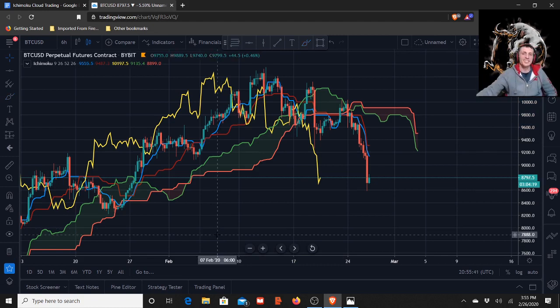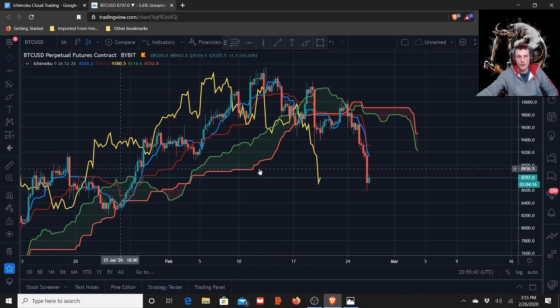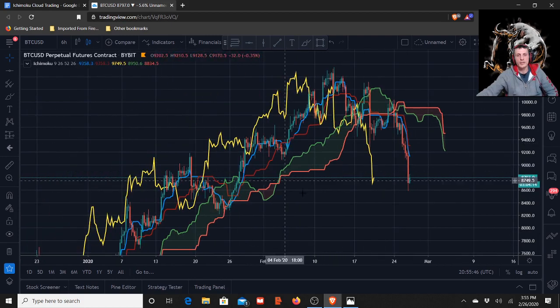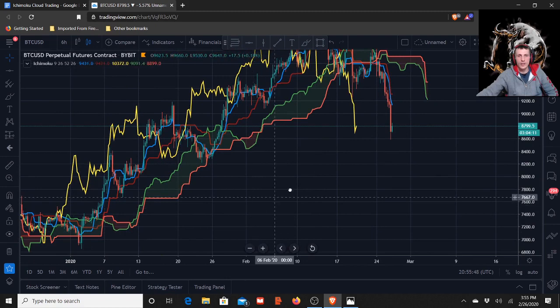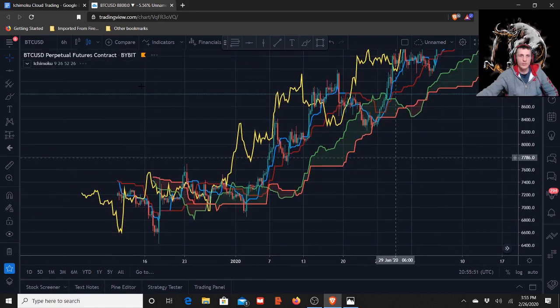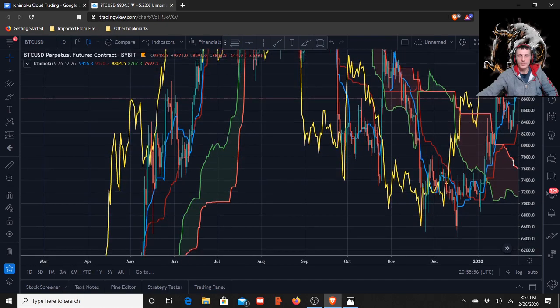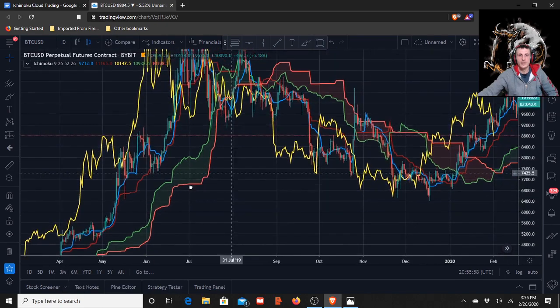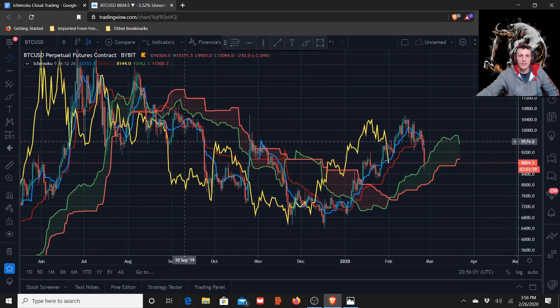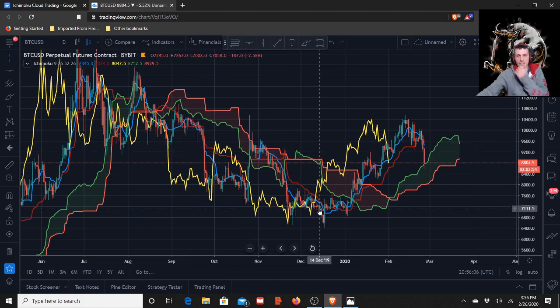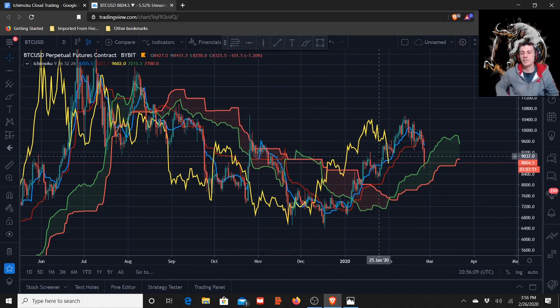The longer the price stays above the cloud, the stronger the trend will be. Vice versa, the longer the price is below the cloud, the stronger the trend is. So we were below the cloud here, and we had a pretty nice strong move to the downside, and now we are back above it. And remember, guys, on higher time frames, the stronger the indicators are.